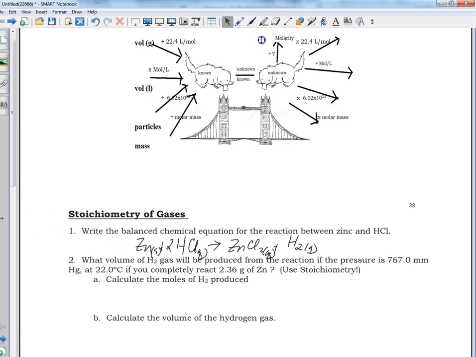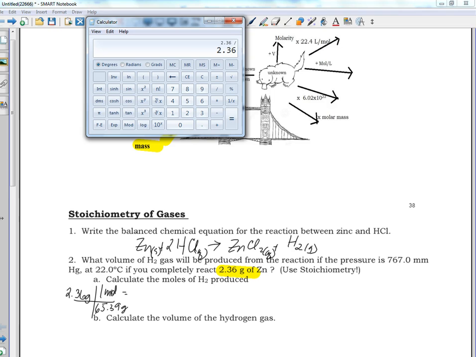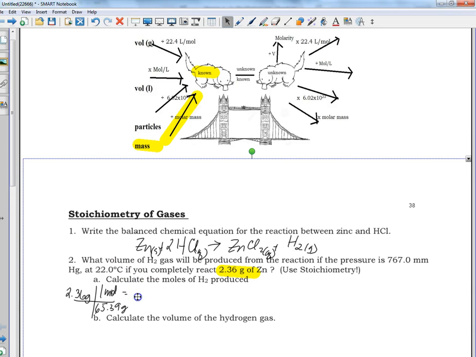Well, we're given zinc. So zinc is going to be our known. We're given a mass of zinc. So first we're going to change to moles. So we're going to start with 2.36 grams divided by the molar mass of zinc, which is 65.39. 2.36 divided by 65.39 is 0.03609.